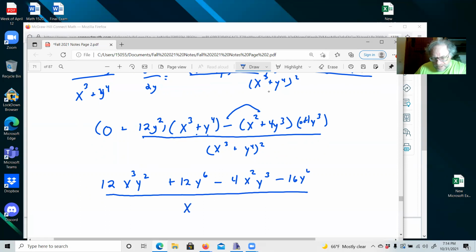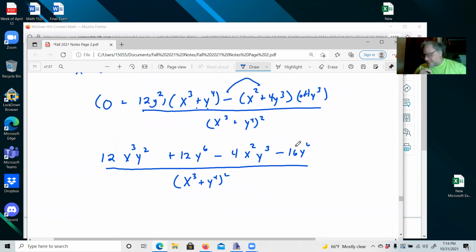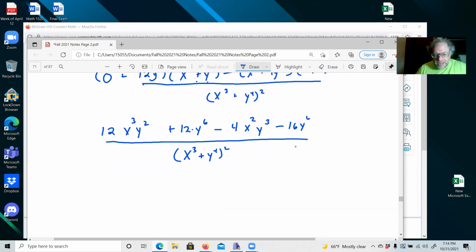All right, and then we have x cubed plus y to the 4th squared. You should go through this operation to make sure, because there's some stuff that usually cancels. Okay, so this is going to be 12x to the 3 y squared. These are different. Minus 4x squared y to the 3.